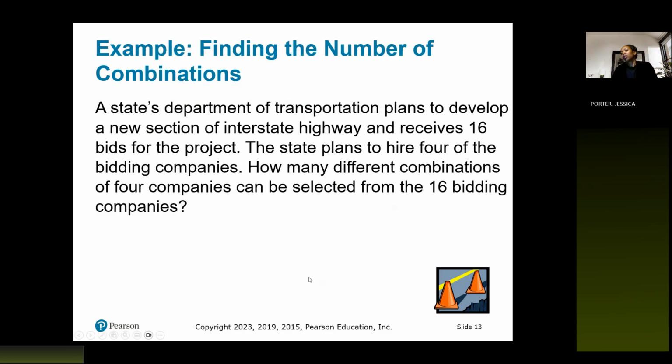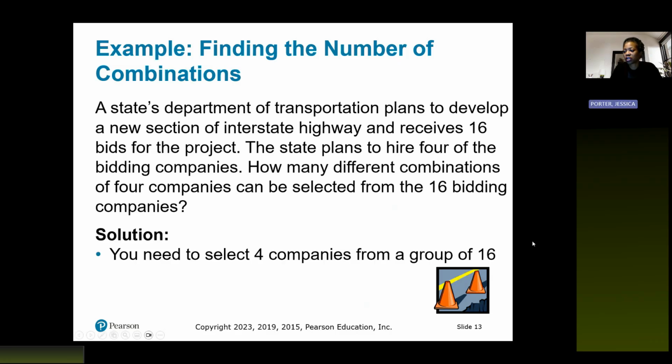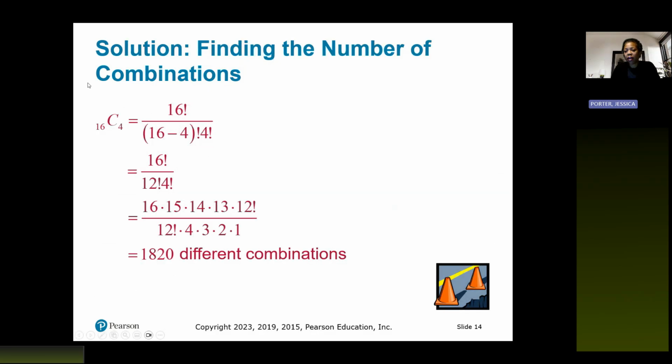All right. A state Department of Transportation plans to develop a new section of interstate highway and receive 16 bids for the project. The state plans to hire 4 of the bidding companies. How many different combinations of 4 companies can be selected from the 16 bidding companies? Now, in this case, order does not matter. You're selecting 4 companies from the group of 16. So N equals 16 and R equals 4. Order is not important. And so that means we're going to use a combination.